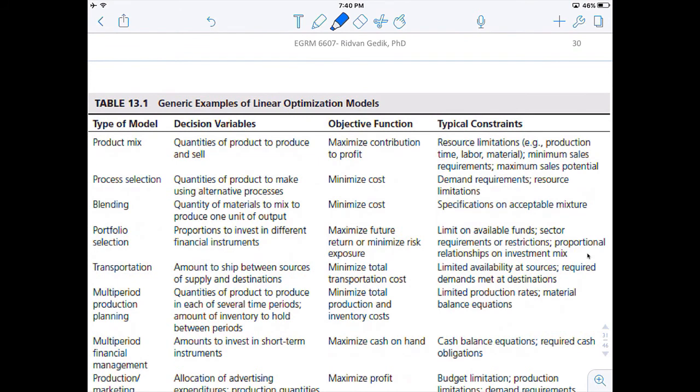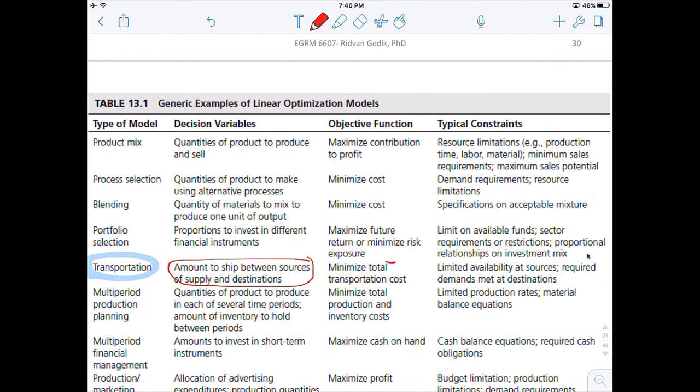For example, in the transportation problem, the decision variables are usually the amount to ship between sources of supply and destination. So those are the decisions that we can make. So you can define your decision variables accordingly.